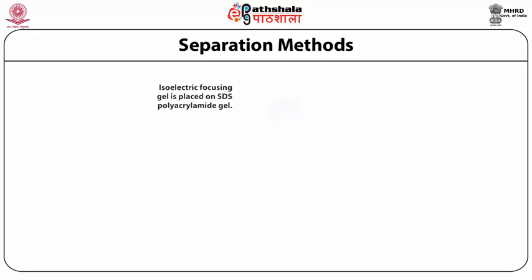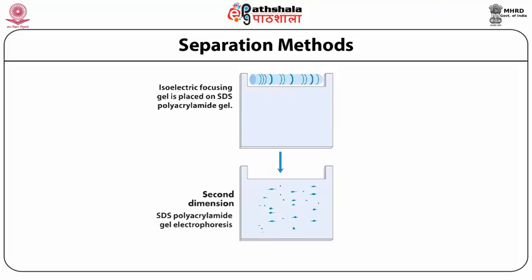In two-dimensional gel electrophoresis, the proteins will be separated on the basis of their isoelectric points in the first dimension, and in the second dimension, these will be separated on the basis of their molecular weights.